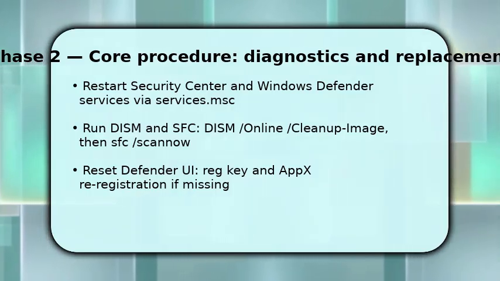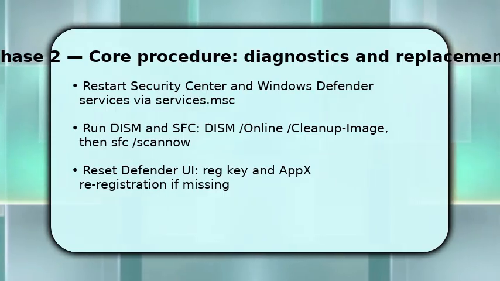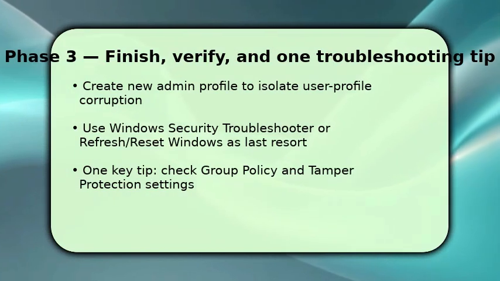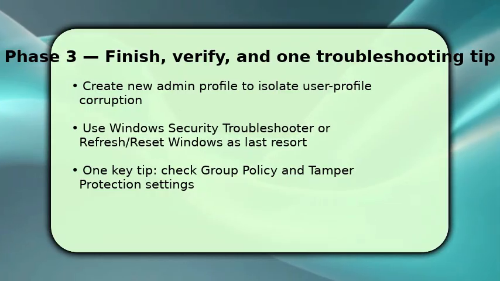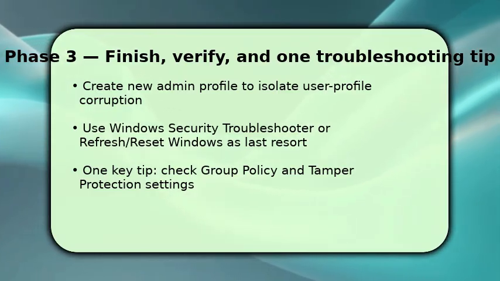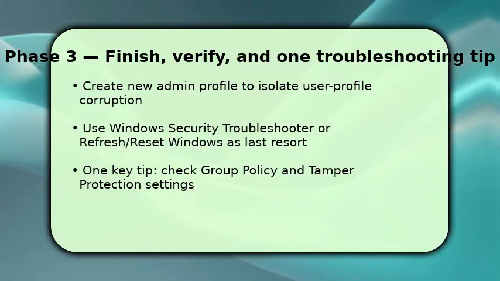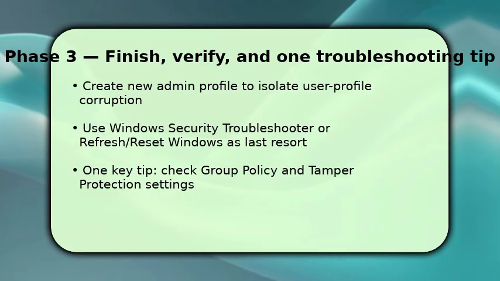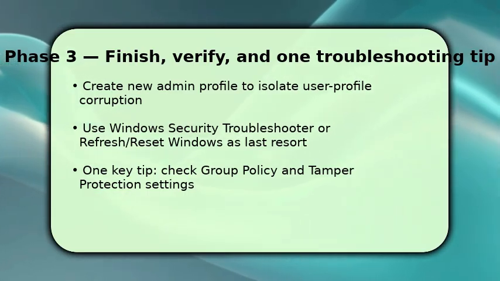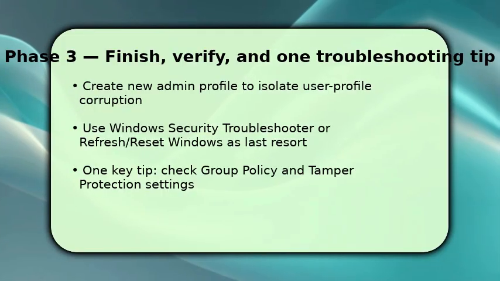Finish by validating user scope and system policies. Create a new administrator account and open Windows Security there. If it works, your original profile is corrupted. Next, inspect group policy and tamper protection. Policies or tamper settings can hide the UI, toggle them appropriately.